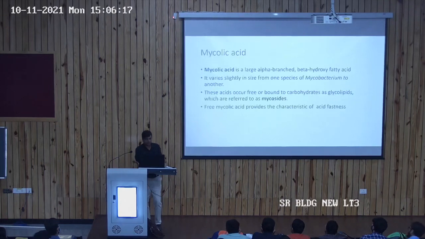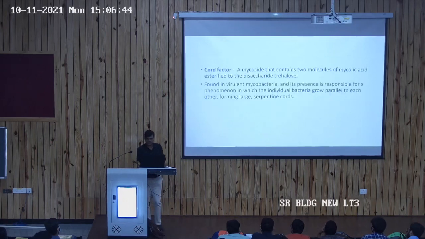Mycobacteria. So mycolic acid is a large alpha-branched beta-hydroxy fatty acid. It varies slightly in size from one species of Mycobacterium to another. These acids occur free or bound to carbohydrate as glycolipids. In that case, they are known as mycosides. Free mycolic acids provide the characteristic of acid fastness.